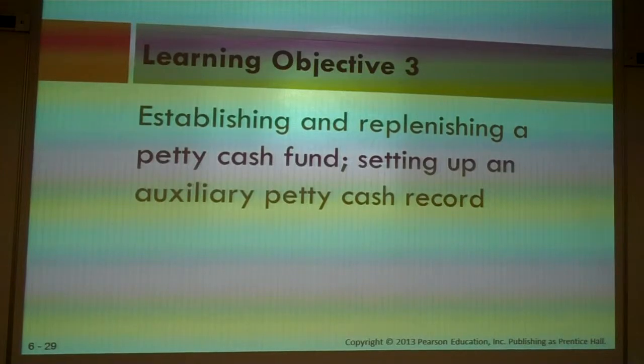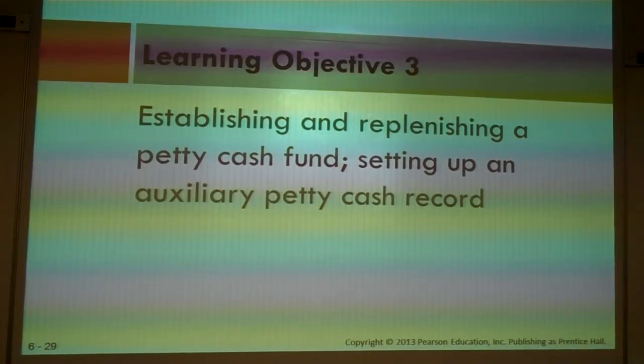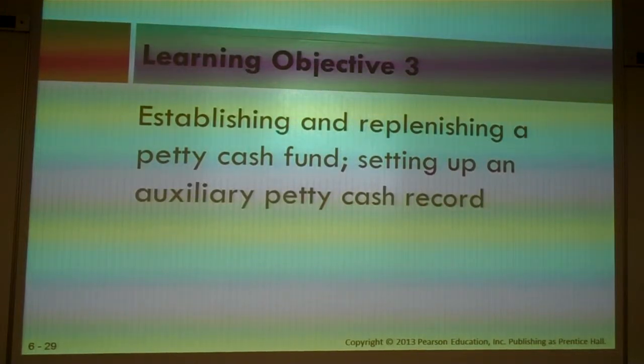And we'll stop here. We'll do the petty cash on Thursday, and we'll reconcile a bank statement. Okay? Anybody have just specific questions?